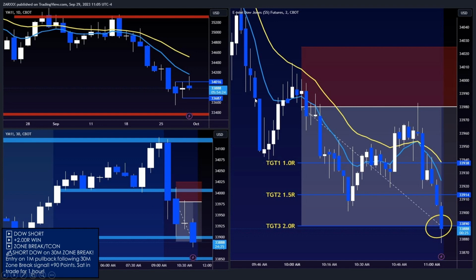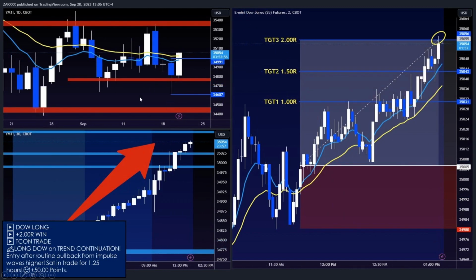There's that drive down. Nice, orderly, clean pullback. First of all, a clean drive down, clean pullback. Whenever you see these clean moves, I start to think trend continuation. Rejection wicks here, looking like we want to round over and drive, and sure enough, took the entry here for a nice 2R win.